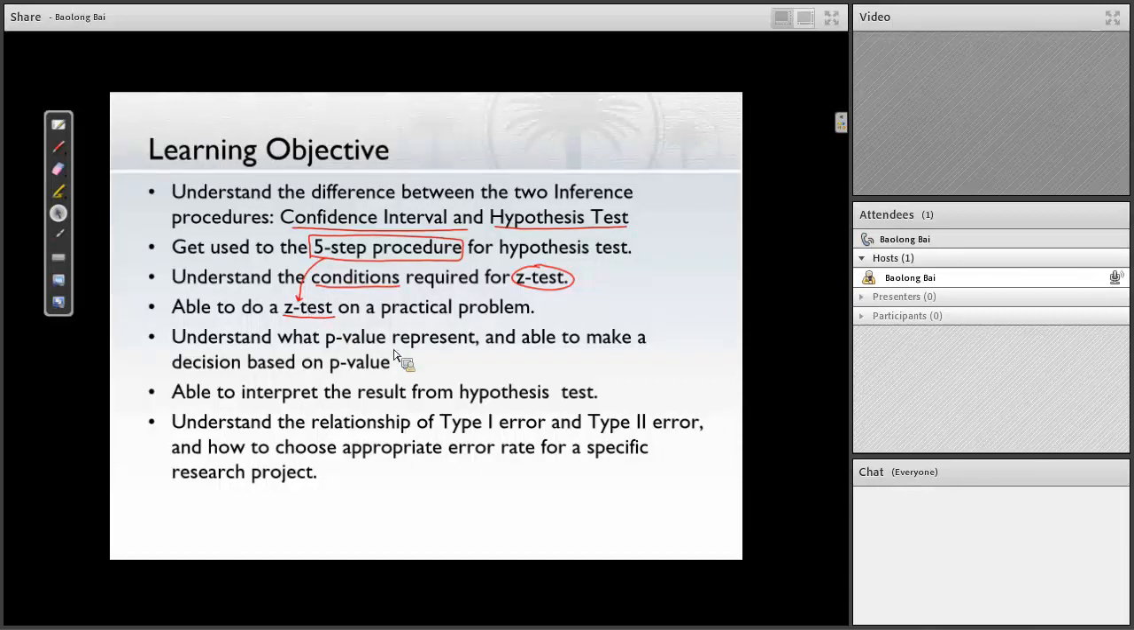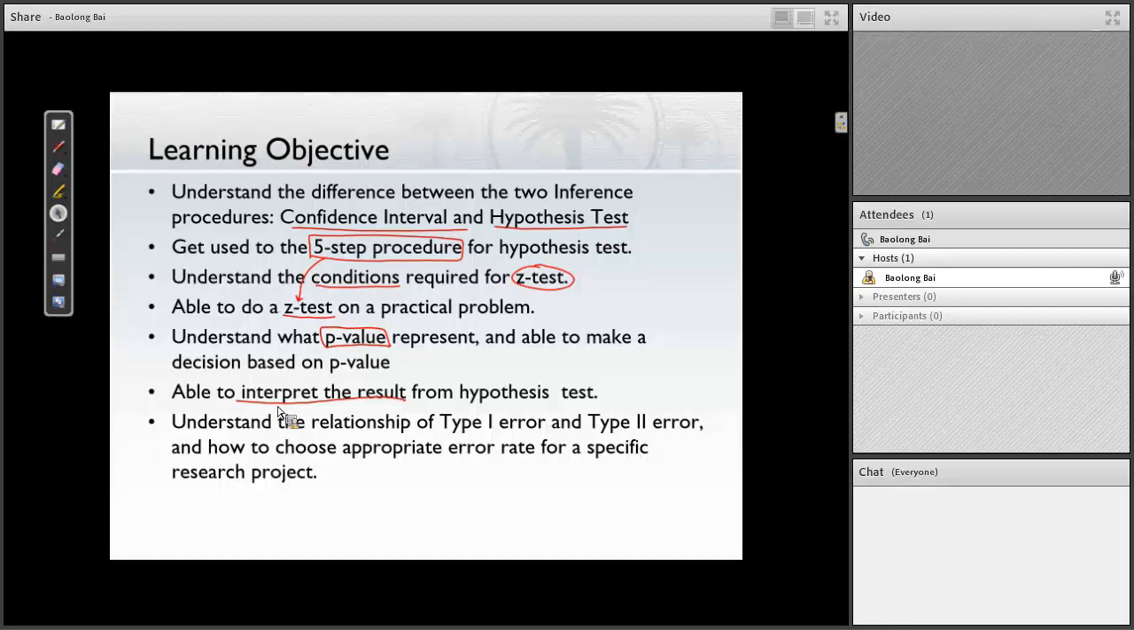Understand what the p-value represents. This is very critical. We use a probability value to make decisions in hypothesis tests to decide if a claim is true or false. What does that p-value represent? Okay. And then be able to interpret the results. So basically, after you do a hypothesis test, you either reject the null or fail to reject the null. And either way, you need to interpret what it means.